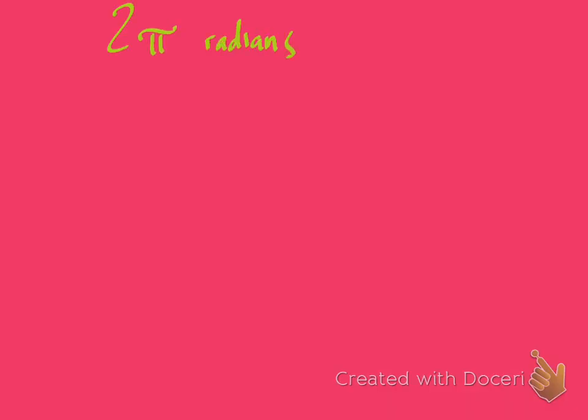So there's 2 pi radians in a circle, and that must mean that 2 pi is equal to 360 degrees. Right? Yes, it is. So now we're talking about different units of measuring angles. And so 2 pi radians is the same as 360 degrees.